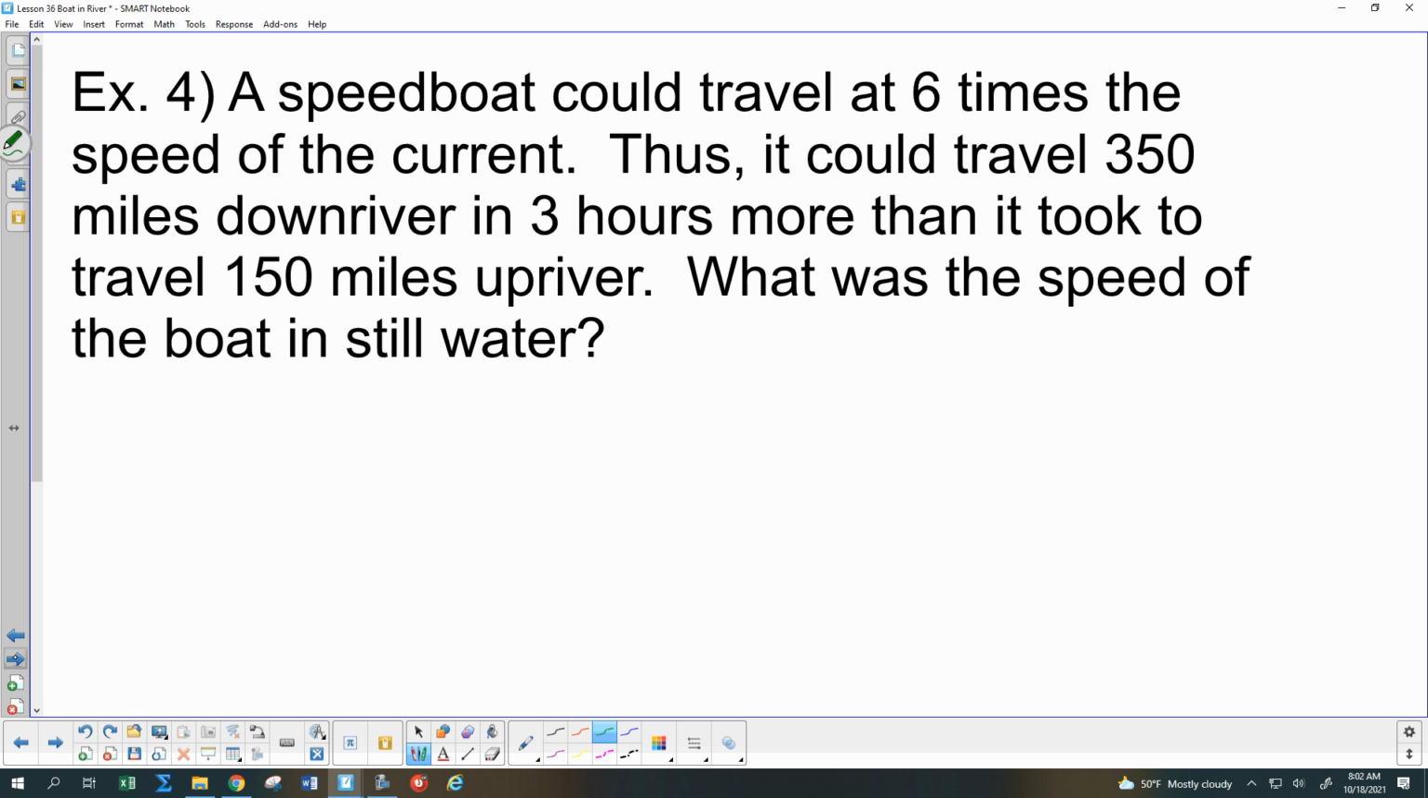Okay, switching gears, boat and the water problems. So, do you go faster when you're going upstream or downstream? So downstream's faster.